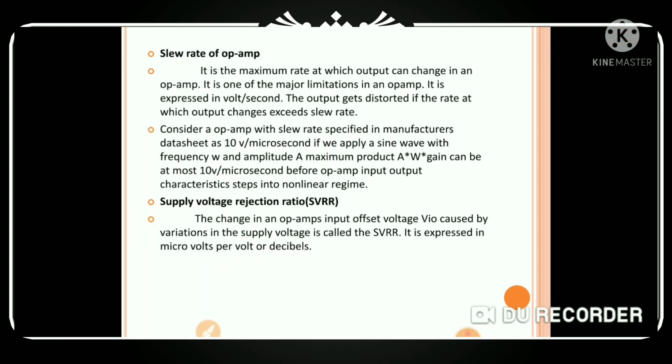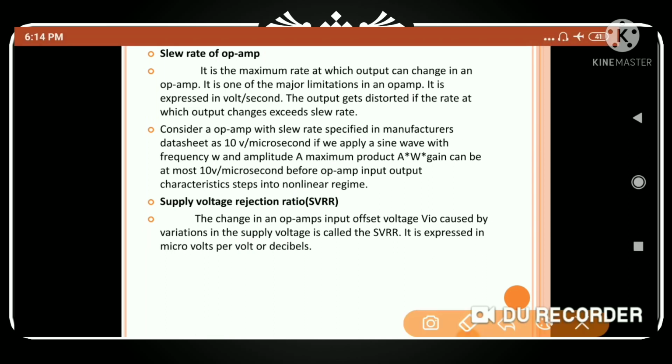Next one is the slew rate of an op-amp. It is the maximum rate at which the output can change in an op-amp. When there is a change in the inputs, the output has to change. It is one of the major limitations in an op-amp, because here we will not get a linear curve. It is expressed in volt per second.